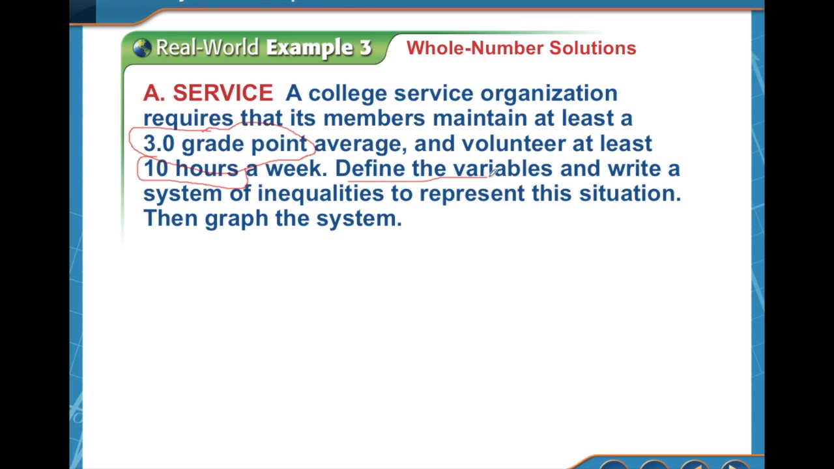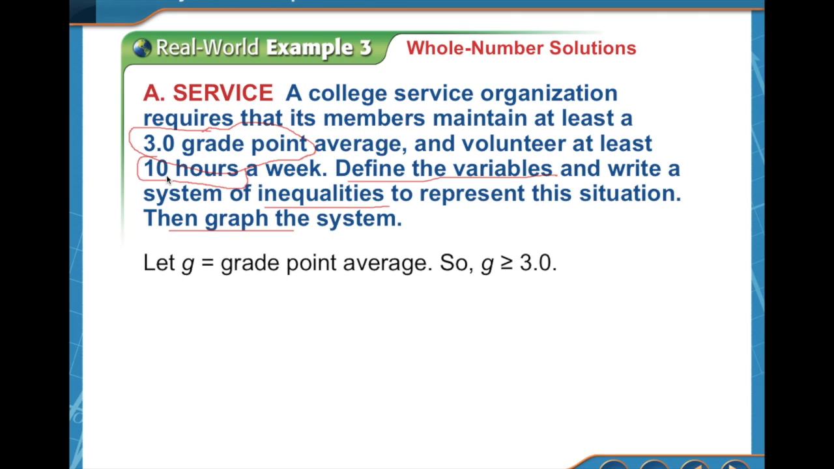They ask us to define these and write a system of inequalities to represent the situation, and then give ourselves a picture. So two things we're looking at: 3.0 grade point average and 10 hours of volunteering a week. So let's use whatever letters we want. It's easy to use just the first letter of the word that is important. So we're talking about grade point average. So let us use G as our variable. So G is going to be grade point average.